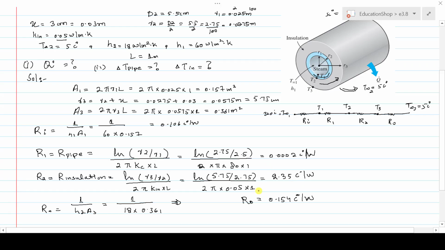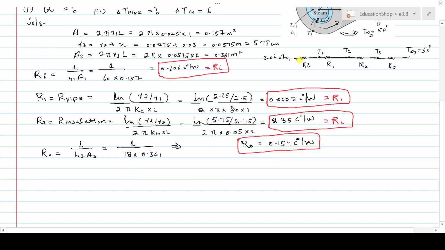Let me insert the values of the resistances that we have calculated: Ri, R1, R2, R0. If you look here, the resistances Ri, R1, R2, R0 are in series. Simply add them and you'll get the final total thermal resistance of the network diagram. We can say RT is equal to Ri plus R1 plus R2 plus R0. Ri is 0.106, plus R1 0.0002, plus R2, that is 0.35, plus R0 0.154. Simply add, and you will get the total resistance of this network, that is 2.4 centigrade per watt.